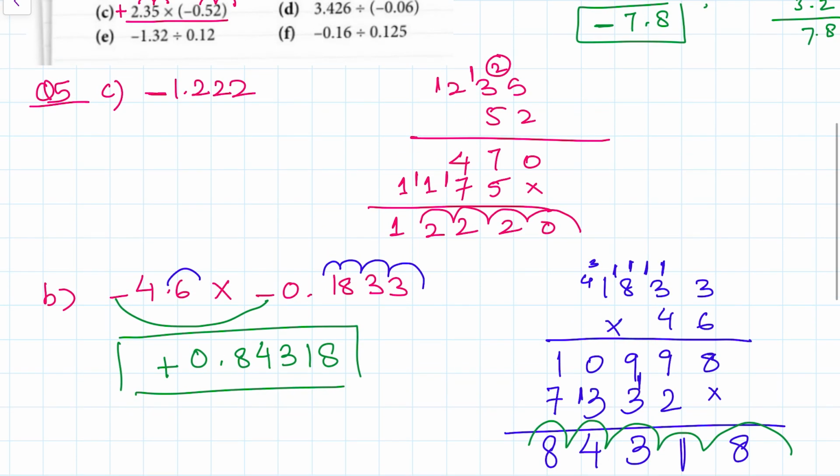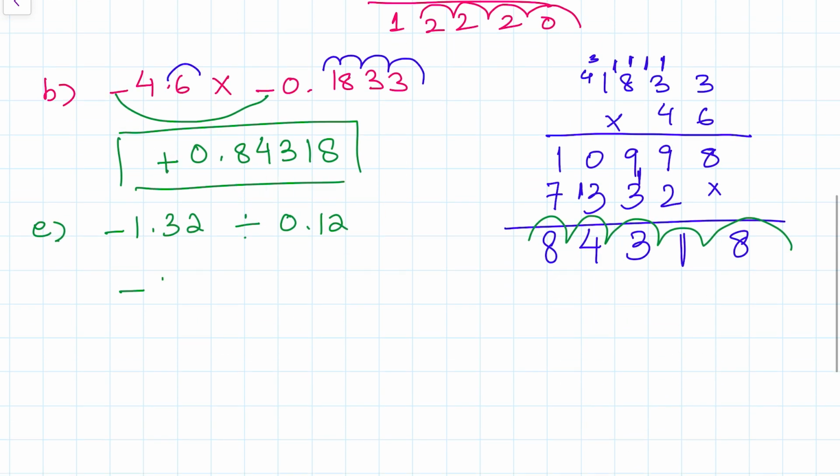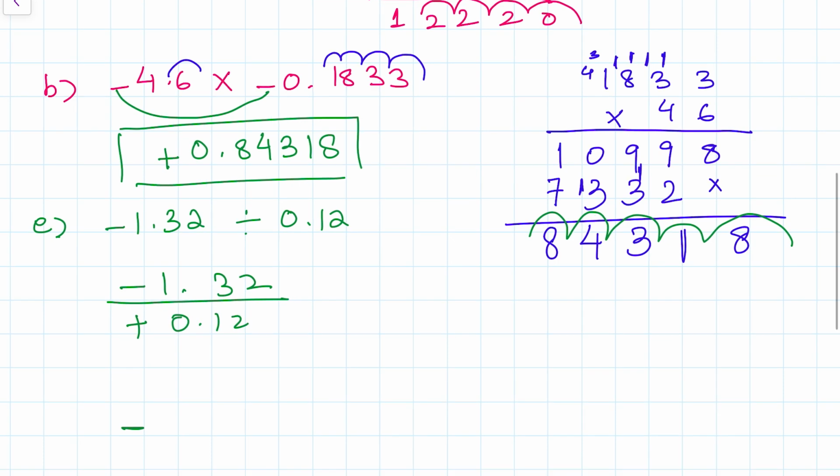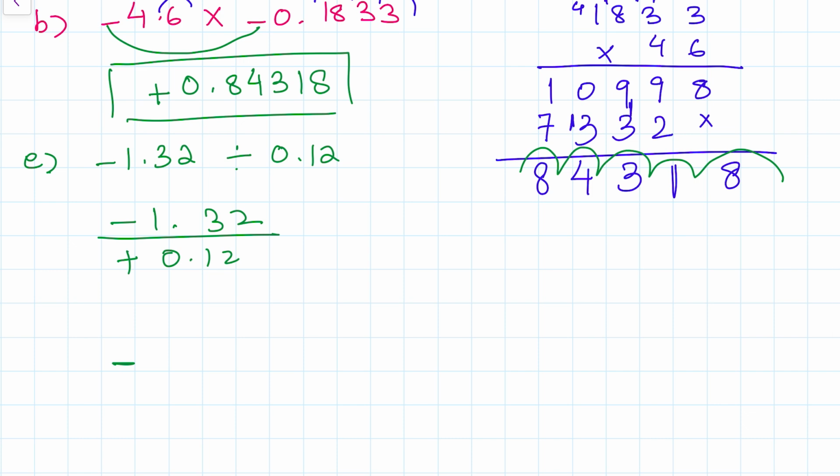Let's look at the E part. The E part says minus 1.32 divided by 0.12. There's a plus and a minus here, so the answer will be negative. How do we go about with division? Move the decimals forward, 2 decimals forward in the numerator, 2 in the denominator.